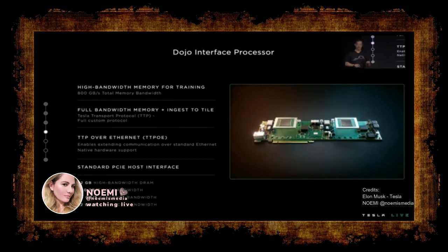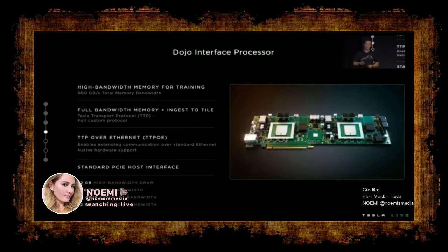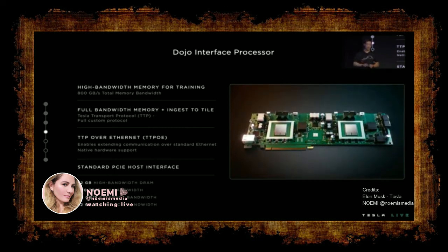Next, we need to feed data to the training tiles. This is where we've developed the Dojo interface processor. It provides our system with high bandwidth DRAM to stage our training data. And it provides full memory bandwidth to our training tiles using TTP, our custom protocol that we use to communicate across our entire accelerator. It also has high-speed Ethernet that helps us extend this custom protocol over standard Ethernet. And we provide native hardware support for this with little to no software overhead. And lastly, we can connect to it through a standard Gen 4 PCIe interface.